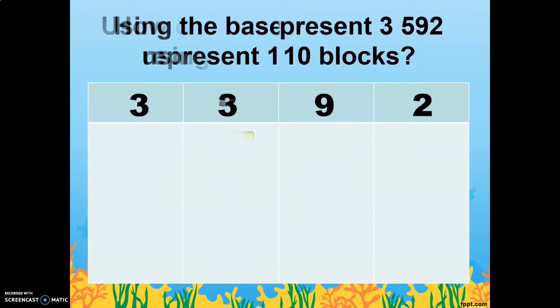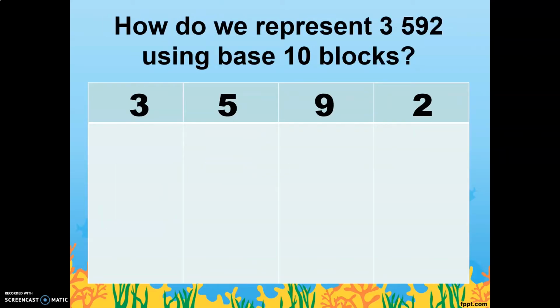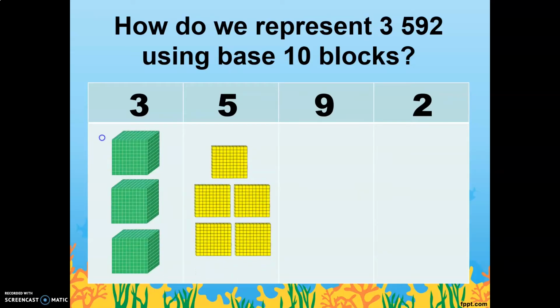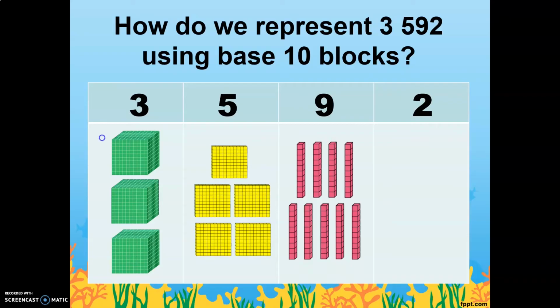Next example. How do we represent 3,592 using base 10 blocks? Using the base 10 blocks, we represent 3,592 as 3 cubes, 5 flats, 9 rods, and 2 units. Okay?